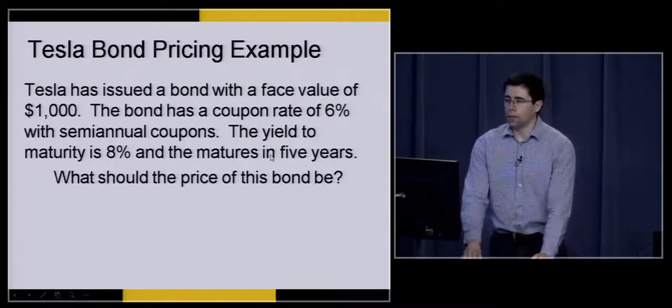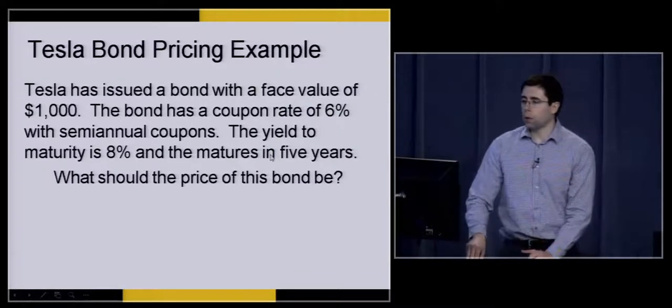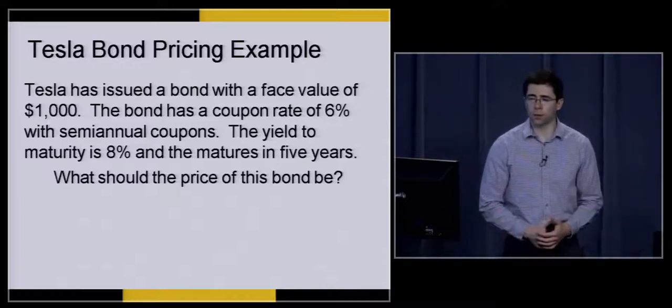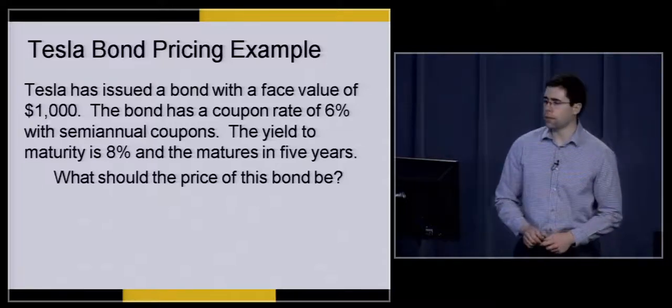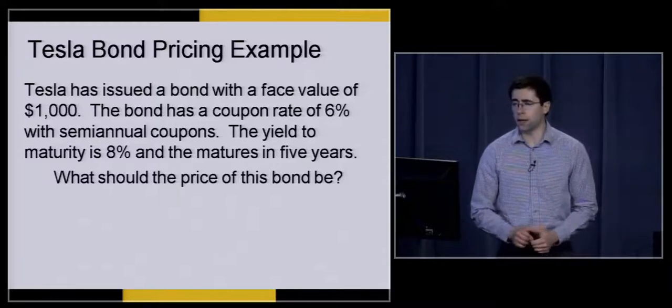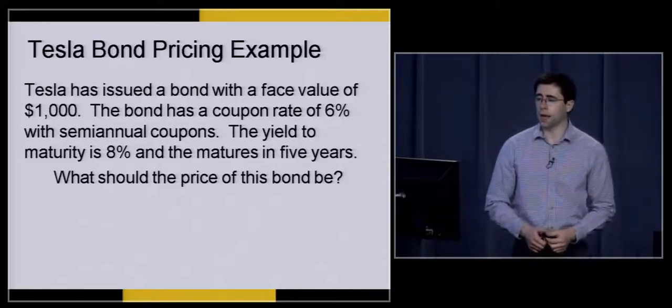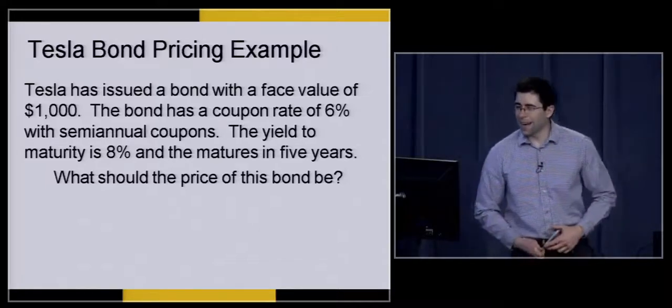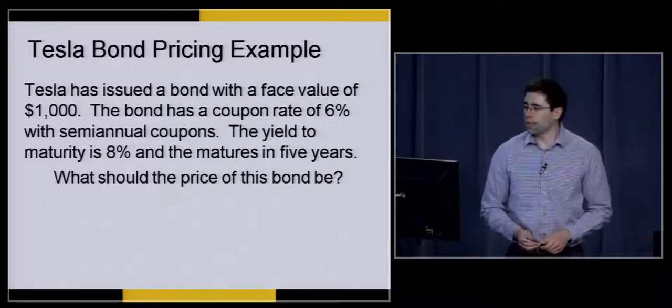All right. Let's try one more example where we get the price of a bond. And in this example, Tesla has issued a bond with a face value of $1,000, and the bond has a coupon rate of 6% with semi-annual coupons. The yield to maturity is 8%, and it matures in 5 years. Apparently, I stink at grammar today. All right. What should the price of this bond be?